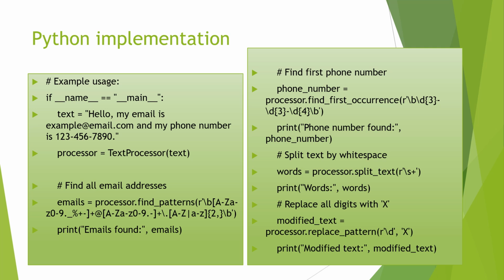Then in the next step, we replace all digits with x in the phone number, and for that we call the function replace_pattern. We specify that the digits are to be replaced by x. We pass these as parameters, and the modified text will be printed.